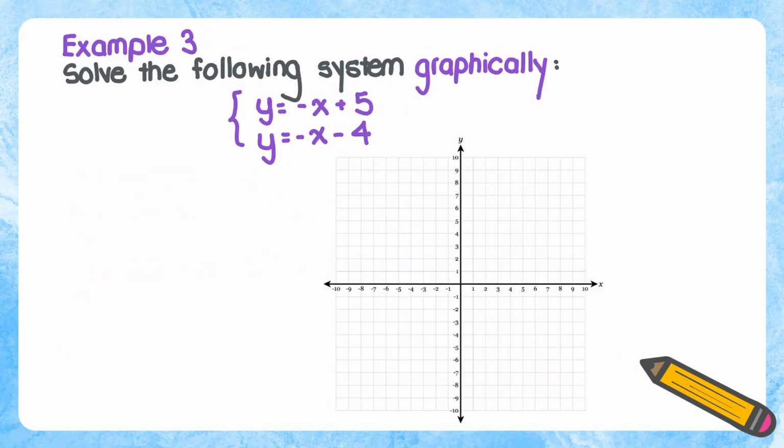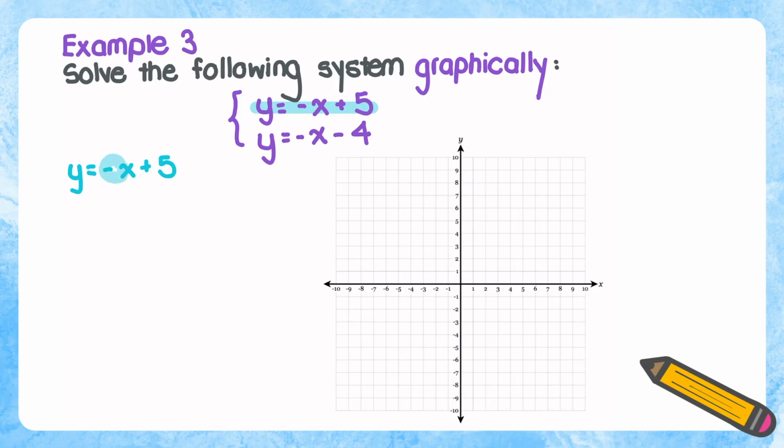Let's look at another example together. So let's solve the following system graphically. We have y equals negative x plus 5 and y equals negative x minus 4. Let's look at the top equation first. We have y equals negative x plus 5.